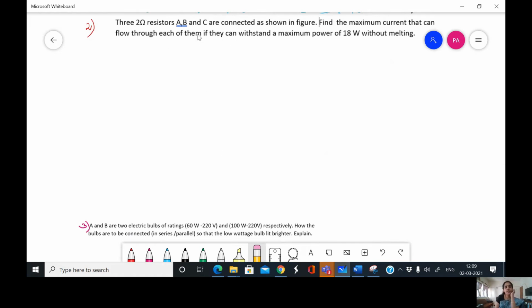Three 2 ohm resistors A, B and C are connected as shown in the figure. Okay, figure, actually I forgot to show. Here the figure was like this. Here comes one 2 ohm resistor and then the other 2 ohm resistors are connected like this. In this way they are connected.